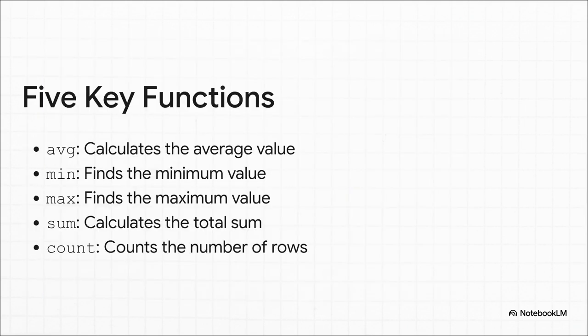Now, you've probably already met the big five of aggregation, right? We're talking average, min, max, sum, and of course count. These are your absolute workhorses for turning thousands of rows into a number you can actually work with. Let's see a quick example to get us warmed up.